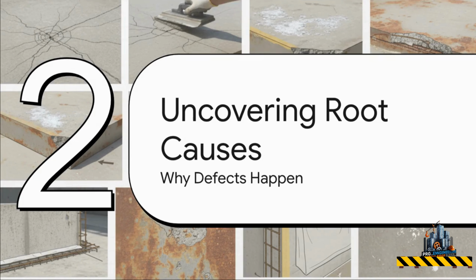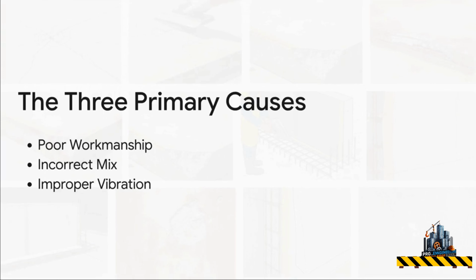All right, so spotting these defects is one thing. That's step one. But if we really want to prevent them, we have to dig deeper and understand why they're happening in the first place. So let's shift gears from the what to the why. And what's so interesting is that when you trace it back, it almost always comes down to a failure somewhere in the process. We're talking about three main culprits here: poor workmanship, using the wrong mix, or not vibrating it correctly. Just about every defect we've looked at can be traced back to one of those three things.